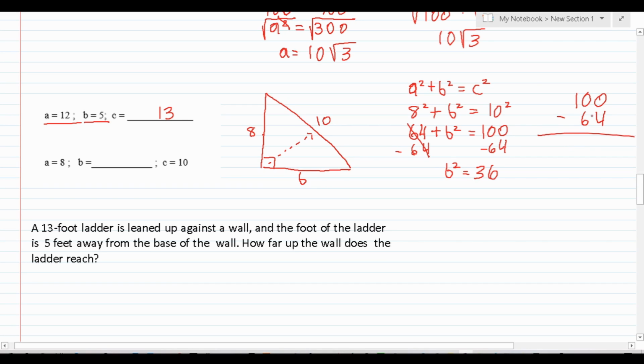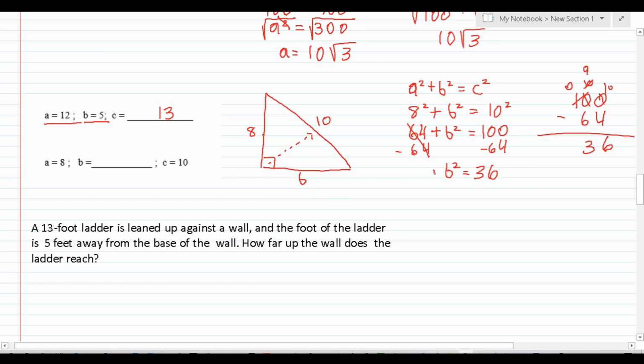0 minus 4 we can't do, so we are going to have to borrow. Unfortunately, there's a 0 here, so we're going to have to come all the way over here and make that a 0 and make that a 10. Again, we're going to have to borrow one more time, so this is going to become 9, and now this is going to become 10. 10 minus 4 is 6. 9 minus 6 is 3. 0 minus nothing is 0, and so we can see that is 36.